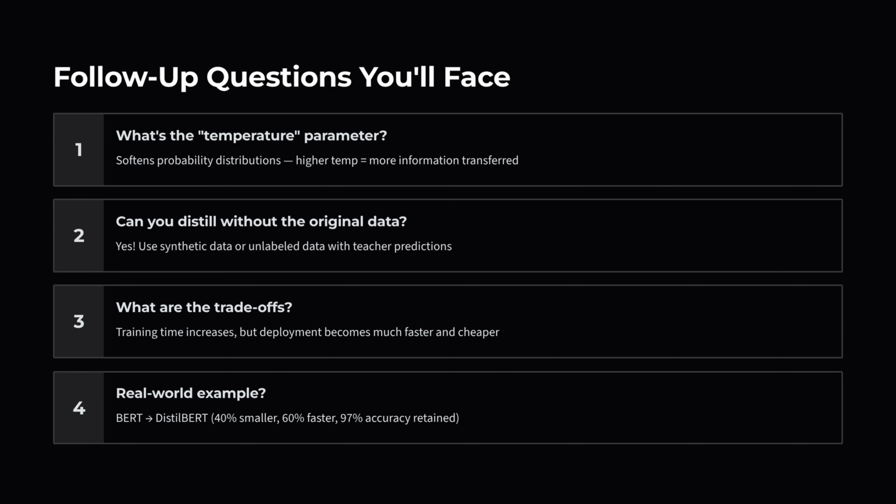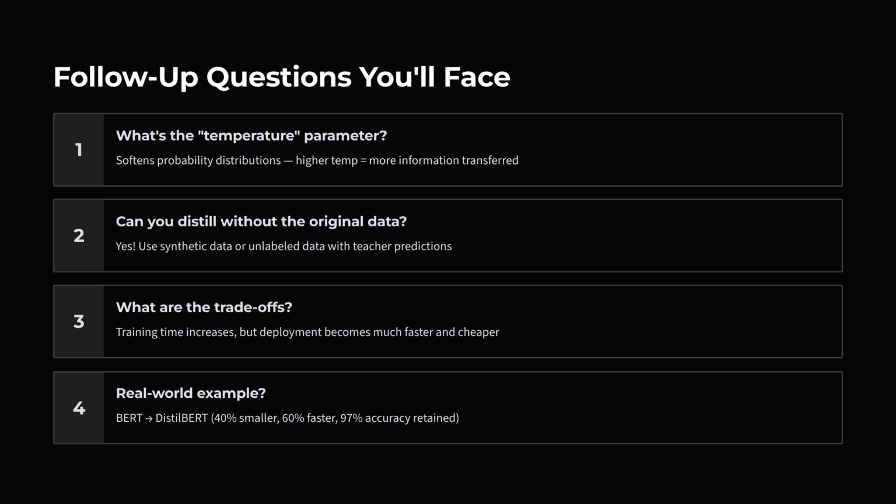Follow-up questions you'll face. One question you'll almost always get is about temperature. The simple way to say it is, temperature softens the teacher's probabilities, so the student sees more than a rigid yes or no. Higher temperature smooths the distribution, like brightening a dim photo to reveal subtle shapes.